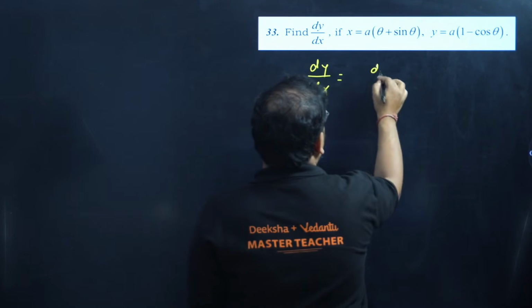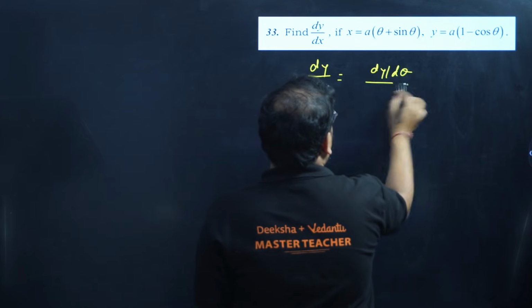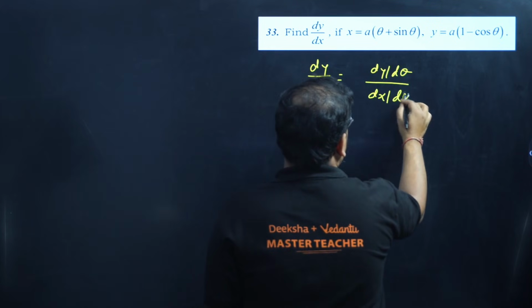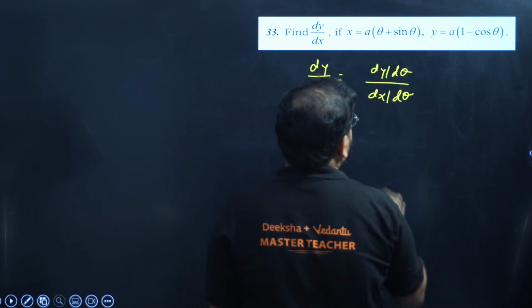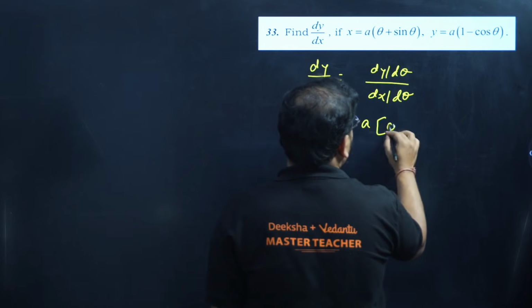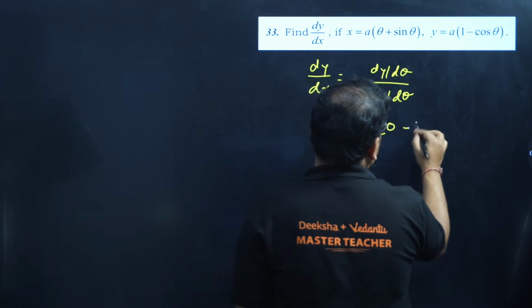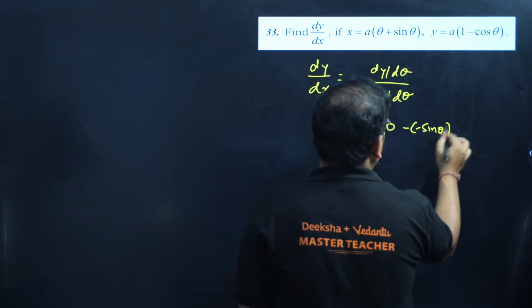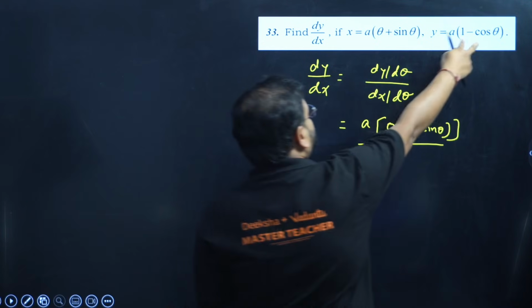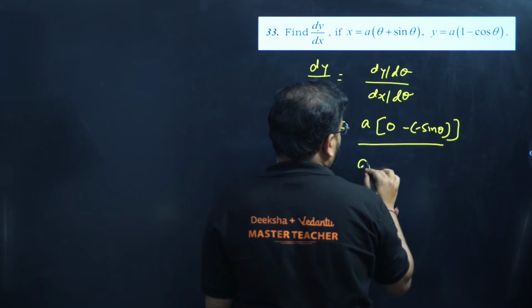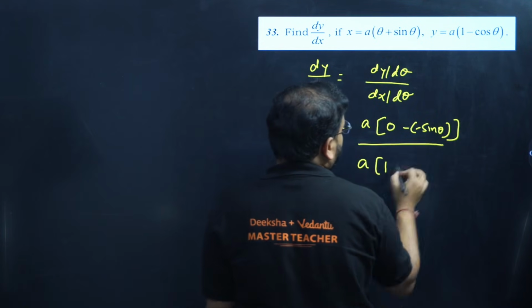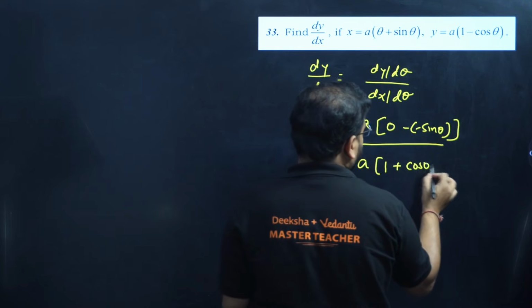I'll get here dy by d theta upon dx by d theta. Am I right? Differentiate this, you'll have the constant a outside, this will be 0. You'll have here minus of minus sin theta. The numerator differentiation with theta over here, a constant as it is, 1 for the theta, sin theta as cos.